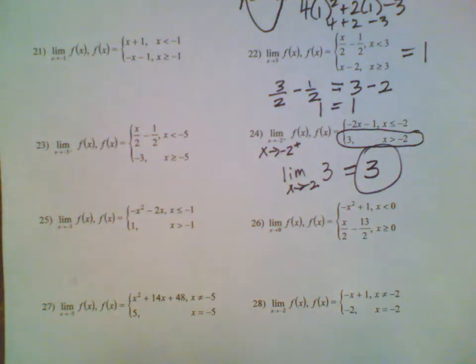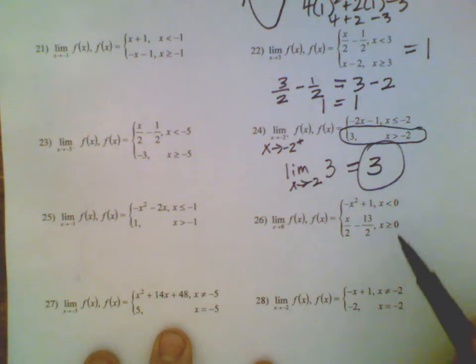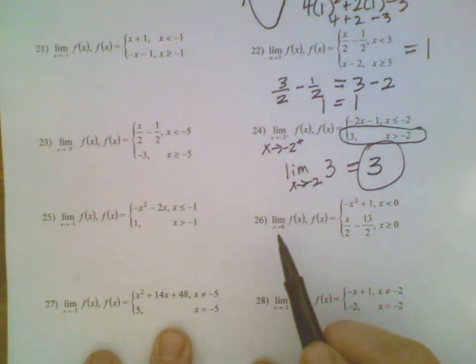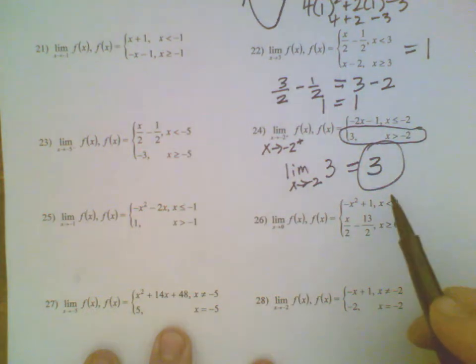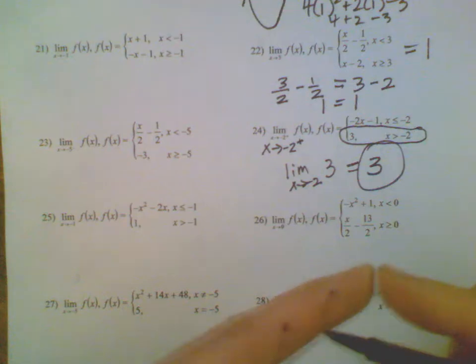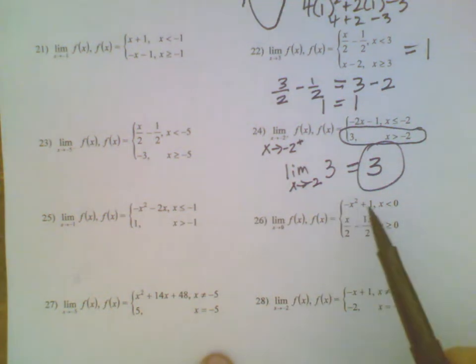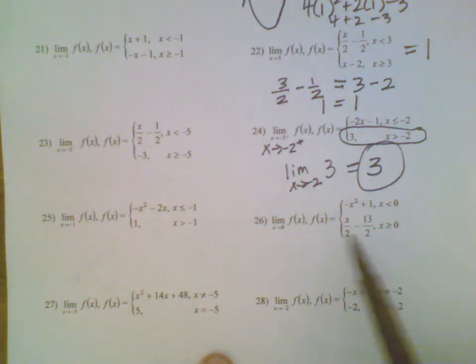In this one, I'm interested in the limit as x approaches 0. Well, wouldn't you know it? 0 is where the graph changes direction. So I need to check each side of 0, and it's not from the left or from the right, it's both. I have to make sure that on each side of 0, the graph comes together and meets. Again, it doesn't have to look the same. The left-hand side is a parabola, the right-hand side is a line.